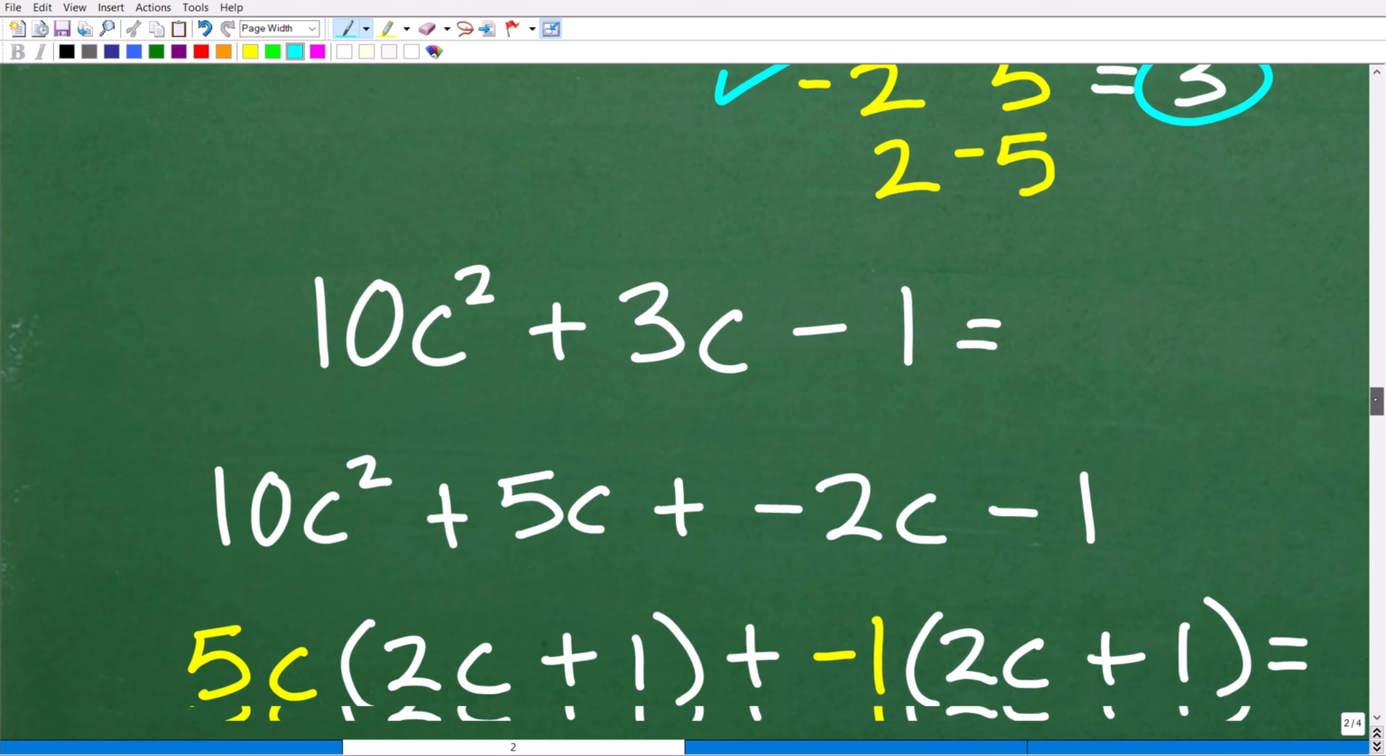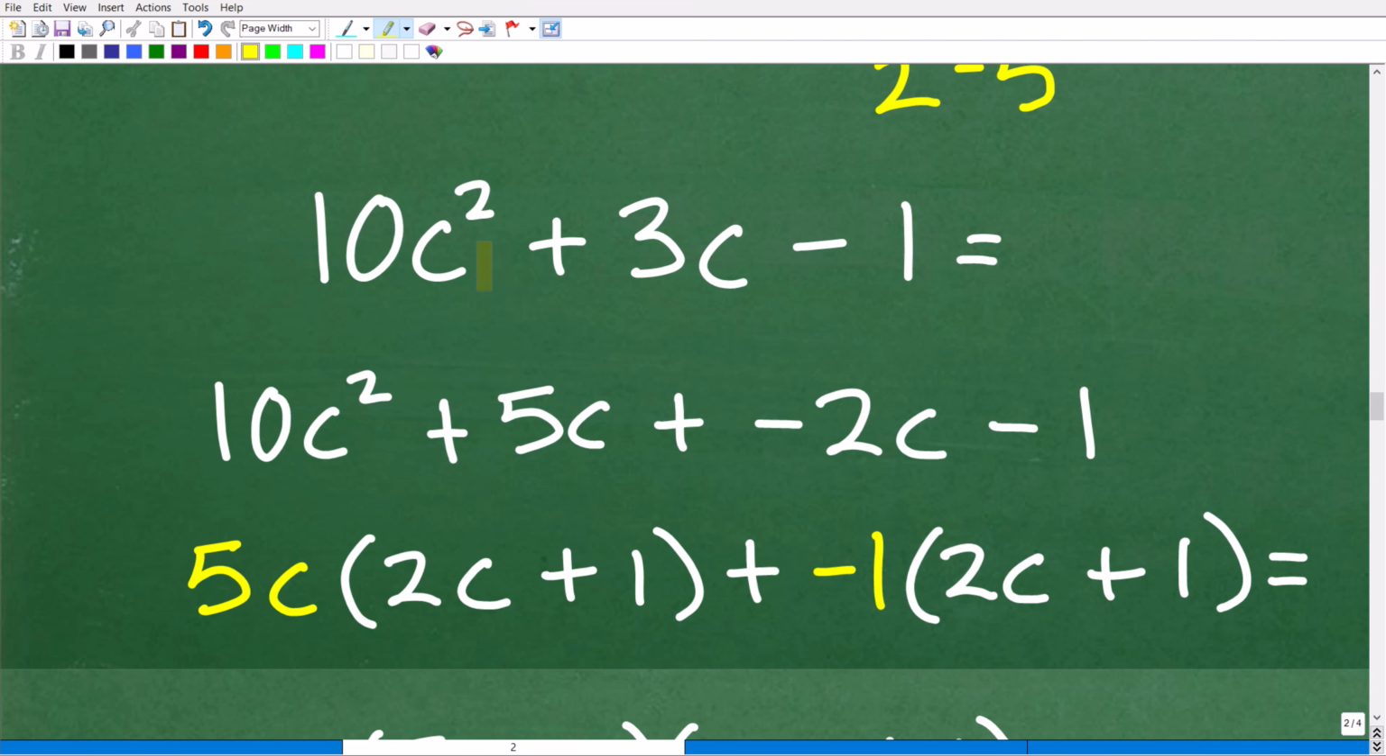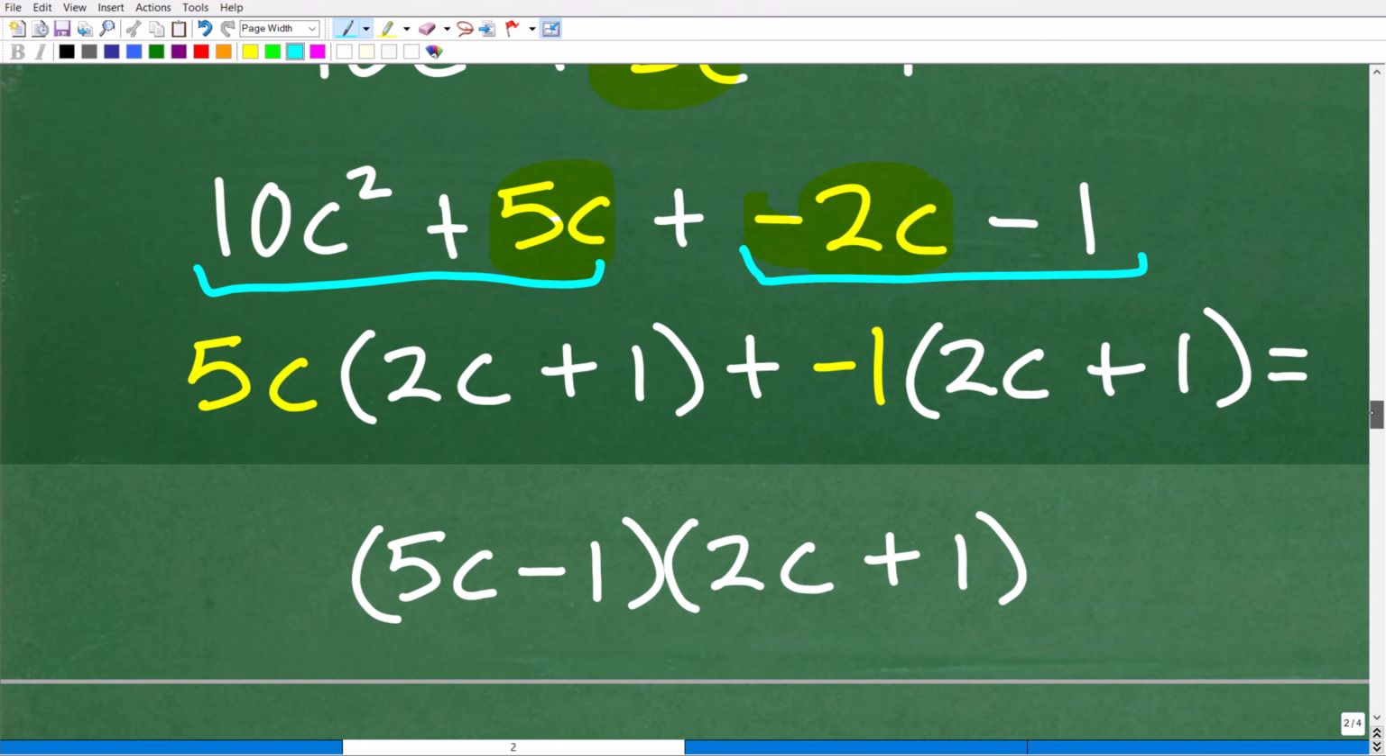So let's do that right now. Instead of 10c squared plus 3c, we're going to write this as 10c squared plus 5c plus a negative 2c minus 1. Again, it doesn't make a difference what order you do this in. The quantities will be initially different, but your final answer will be the same. Okay, so at this point, you want to go ahead and break these up into two groups, our first group and our second group, and factor out the GCF.